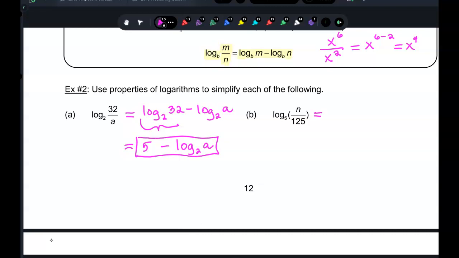Okay, next one. I have log base 5 of n minus log base 5 of 125. Again, whenever we have the variable, there's nothing we can do to simplify that, so I'm just going to leave log base 5 of n. However, the second part, log base 5 of 125. 5 to what power gives us 125? 3.